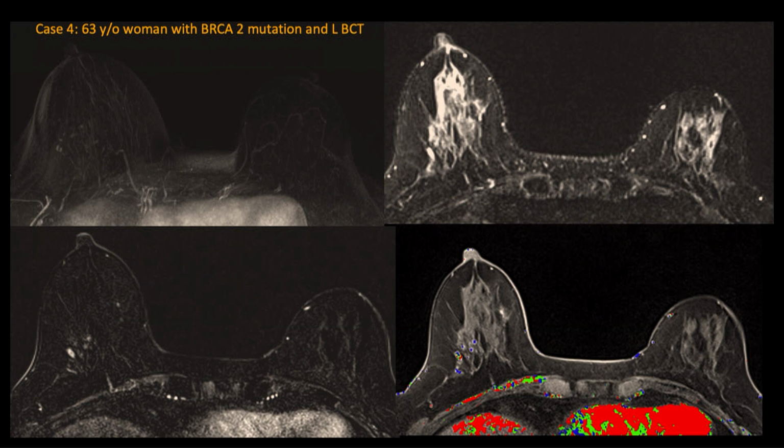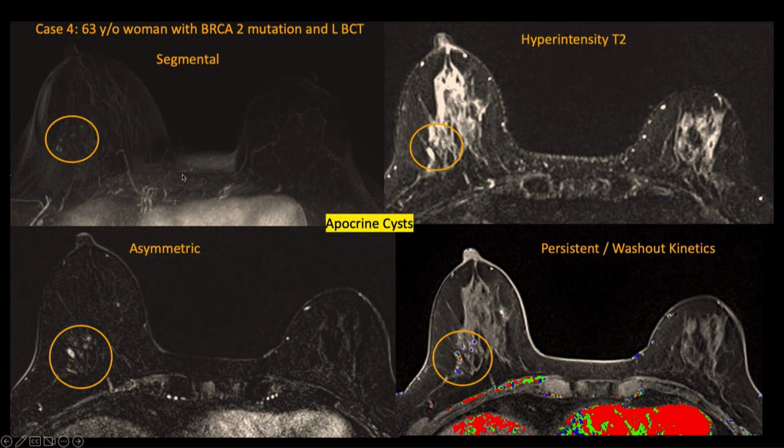So this is case 4. This is a 63-year-old woman, has a history of BRCA2 mutation and left breast cancer treated by BCT. So you can see that overall the enhancement in the left breast is less, although it's very minimal or mild in the right breast. And if you look closely, there is an area of segmental clumped NME in the right breast. There is some mild T2 hyperintensity associated with it, but what makes it different is that it was asymmetric.